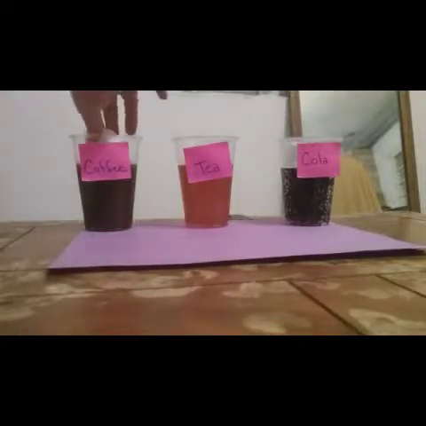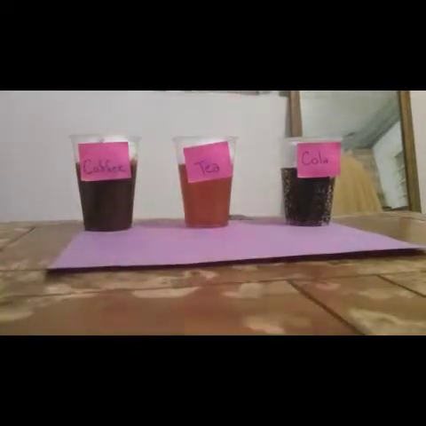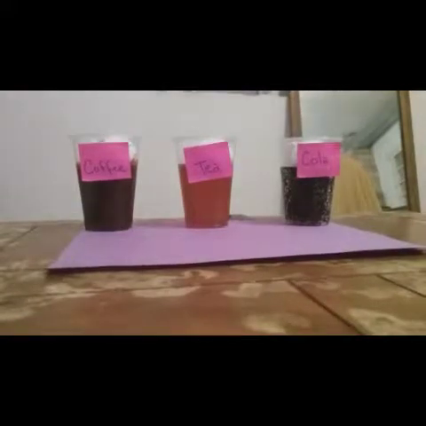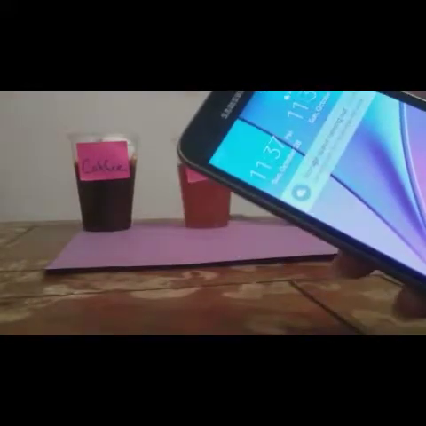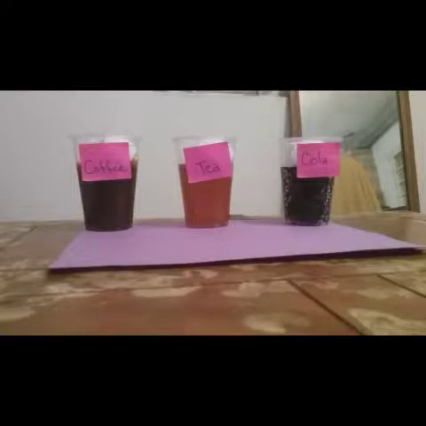Okay, now I will place each hollowed out eggshell, coffee, in the tea, now in the cola. It is now 11:37 p.m., and I will check up tomorrow at the same time to see if any changes have occurred.